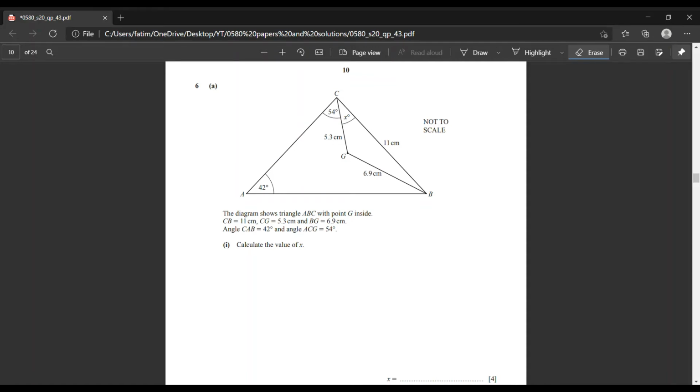Hi everyone, so today I'll be solving the Maths IGCSE paper code 0580, the summer 20 question paper 43. I'll be solving question number 6, so I'll get right into it.